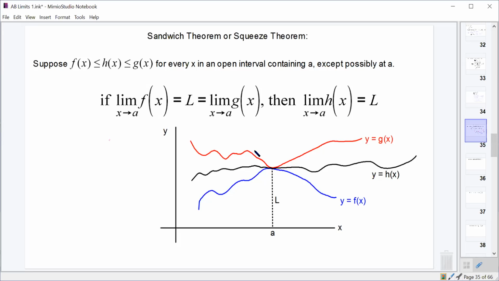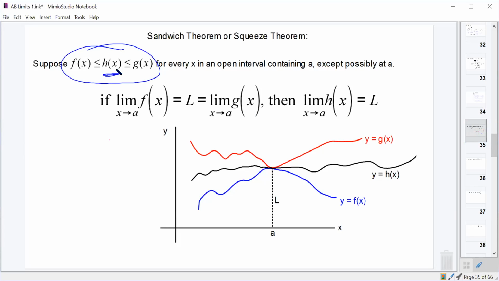The Sandwich Theorem, sometimes called the Squeeze Theorem. So when we talk about this theorem, there is an initial condition that has to be set first. And that is that we have to have 3 different functions, one of which, in this case, I've called h of x, is sandwiched or squeezed between the other 2 functions.